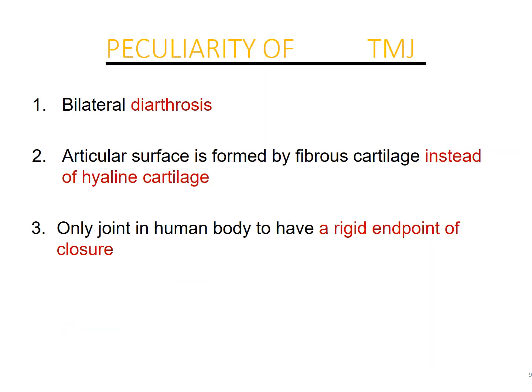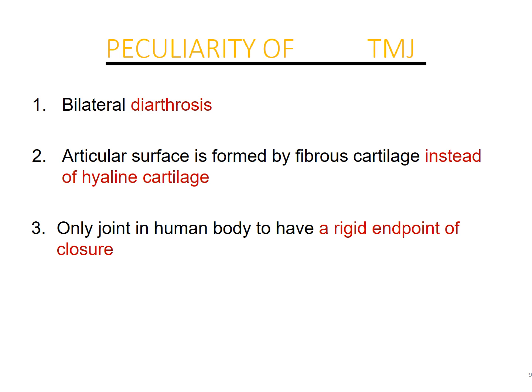What are the peculiarities of TMJ? It is a bilateral diarthrosis. That is, it is a joint which is not singular but bilaterally placed, because the mandible is a single U-shaped bone. On either side of the mandible we have two condyles, and these two condyles simultaneously articulate with the squamous part of the temporal bone. Whereas all the other joints in the body, namely the shoulder joint, the elbow joint, the knee joint, the pelvic joint, are all separate joints. The left and right sides are separated by separate bones, so that's a peculiarity of the TMJ.